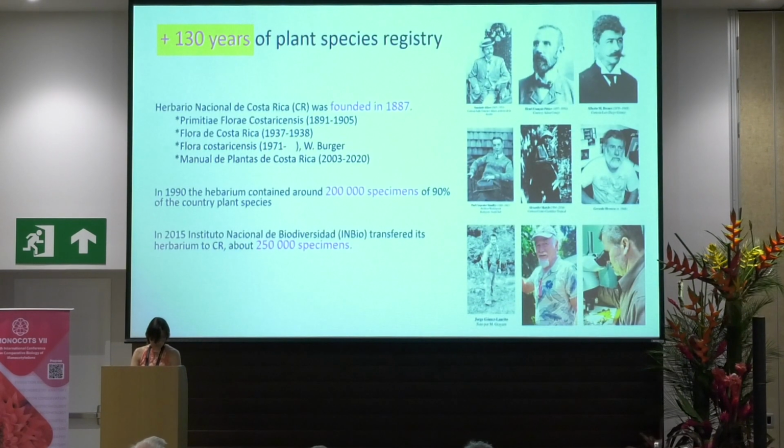Although Costa Rica's vegetation began to draw interest in the 17th century, it was not until 1887 that a formal entity for the registration and study of biodiversity was established in the country, which means that before 1887, all specimens resulting from the exploration were taken outside the country for study and were deposited in foreign institutions and collections.